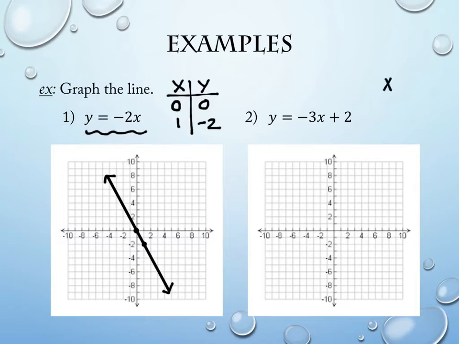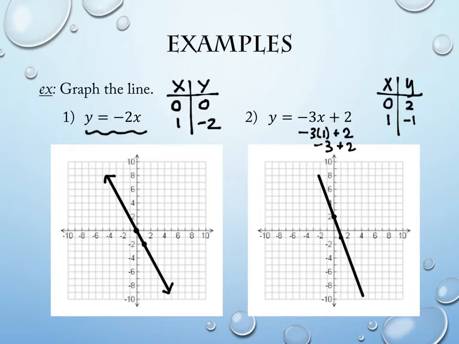This one has a little more going on than the last one did. Again, I kind of like letting x equal 0 unless there's a reason not to. On this one, of course, that 0 zeroes out this part of it, but then I have a 2 left, so y is 2. And then we can choose anything else that we like. I'm going to choose x equal to 1 again, just because I can. So negative 3 times 1 plus 2, that's negative 3 plus 2 for a total of negative 1. And we're going to plot. So 0, 2, and 1, negative 1. And we'll connect them with a line.